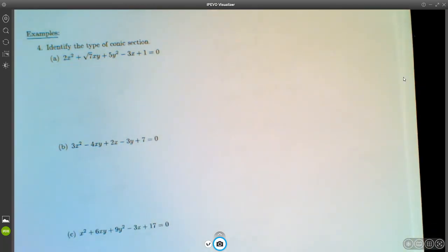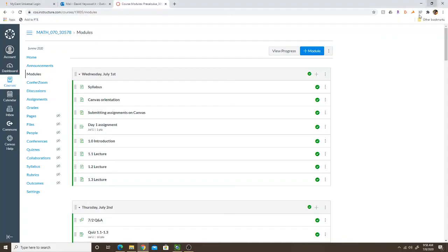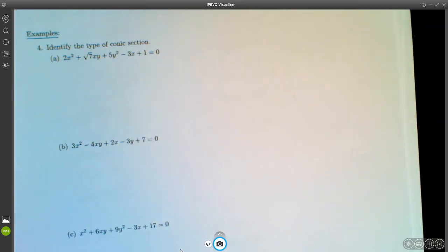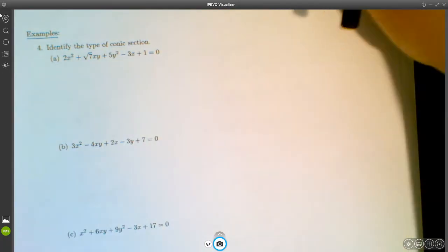Okay. I've got a train coming by my house, so let me pause this for a sec. All right. The train is still passing by, but it stopped honking its horn.